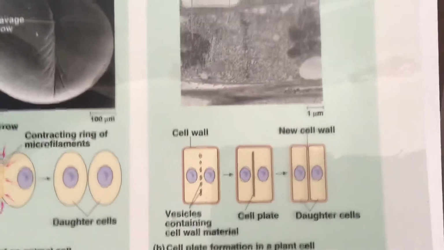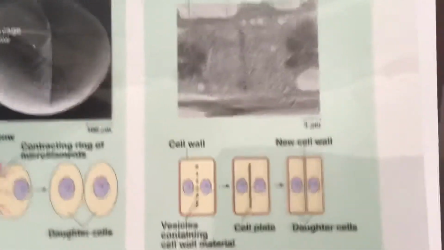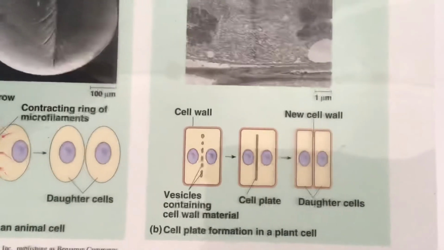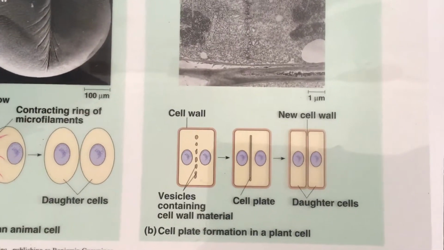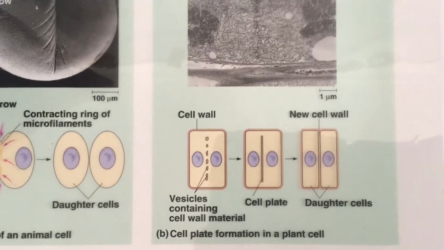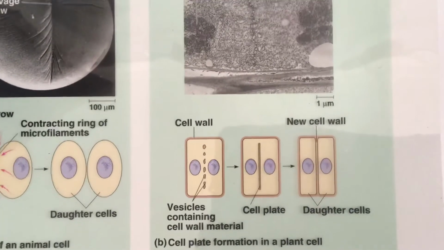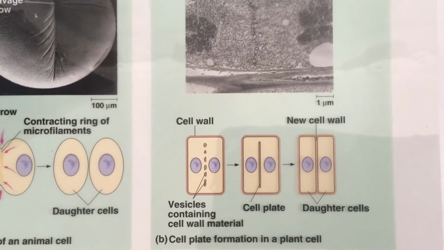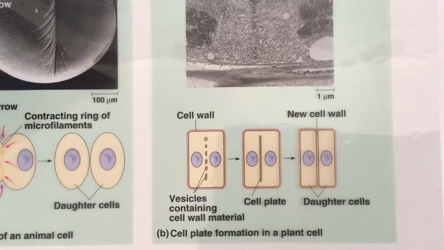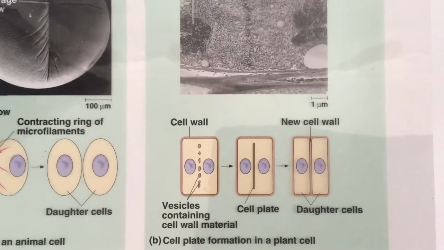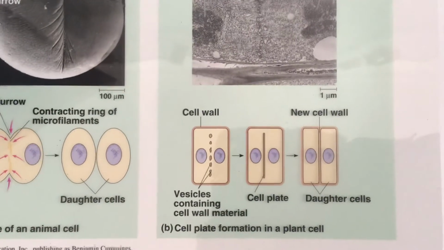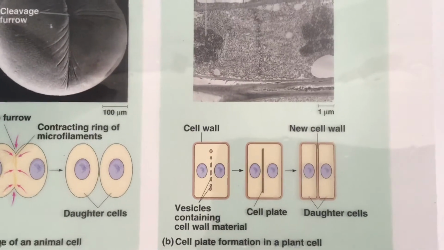So what the Golgi apparatus does is the Golgi will make vesicles full of pectin that line up along the middle, and as they coalesce, they form what is known as the cell plate, which is basically like middle lamella between them. And then as that cell plate makes a complete line, then new cell walls from each cell can be built, creating two distinct plant cells. Okay, so this is cell plate formation in plant cells.